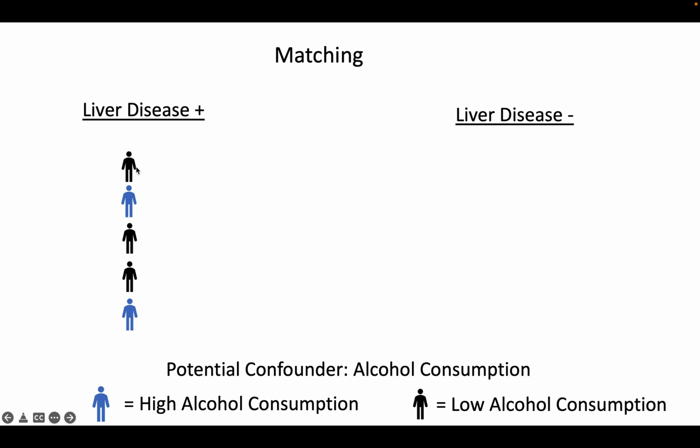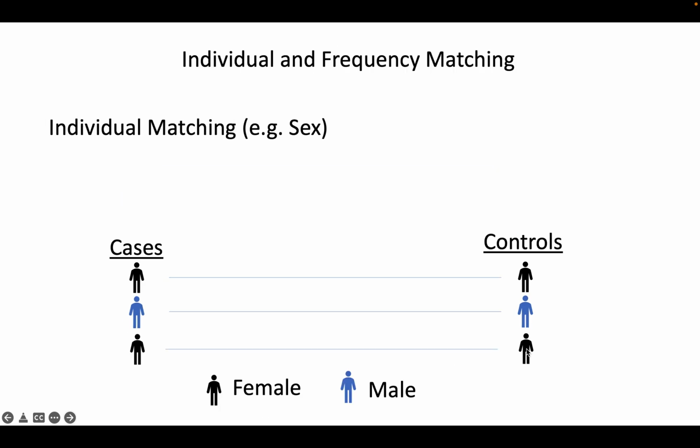Basically, for each case, so this first case is someone with low alcohol consumption, we have to find a control that is their pair, and that is a control that has low alcohol consumption. Same with this case that has high alcohol consumption, we find them a control, someone without liver disease, who has their alcohol consumption status, so high alcohol consumption. And we do that for everyone. And that's individual frequency matching.